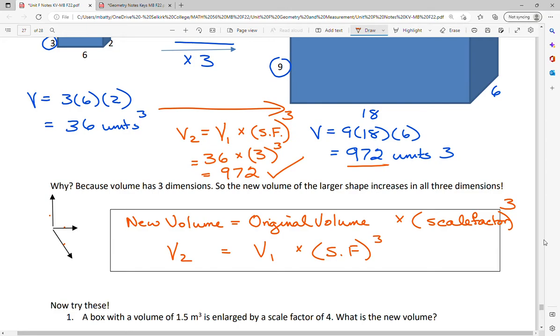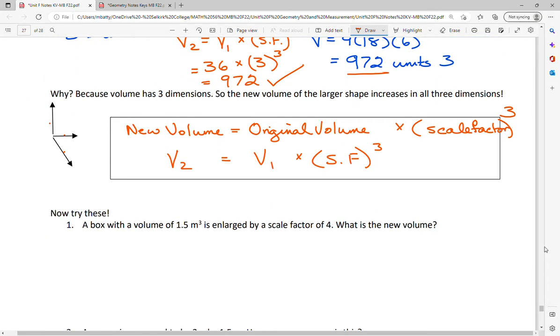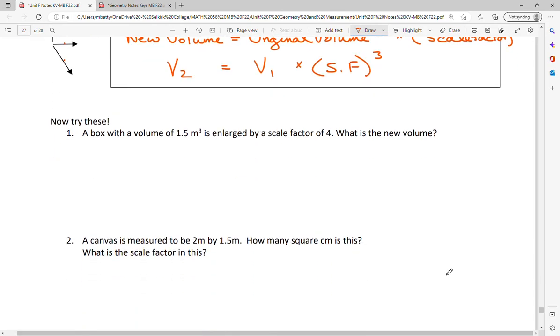So let's try these. These next ones are mixed and matched. Some of them are area, some of them are volume. The only difference is knowing that when it's area, that's 2-dimensional, so your scale factor is squared. And when it's volume, that's 3-dimensional, so your scale factor is cubed. So we have a box with volume 1.3 meters squared. It's enlarged by a scale factor of 4. What is the new volume?